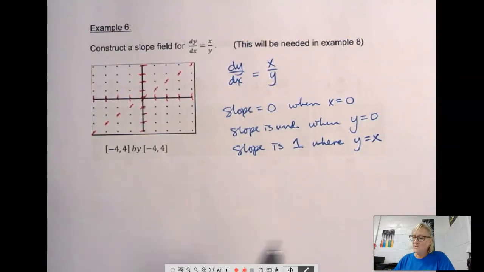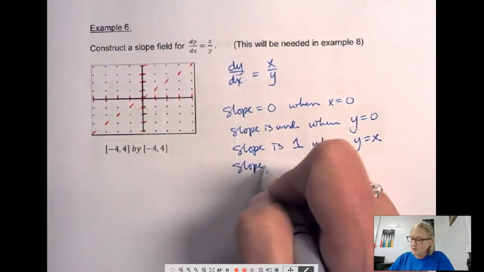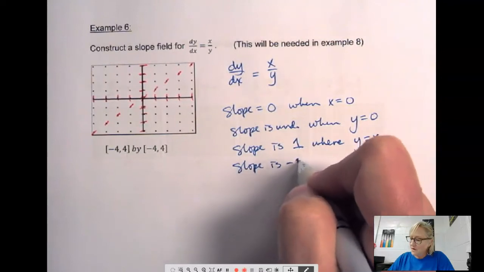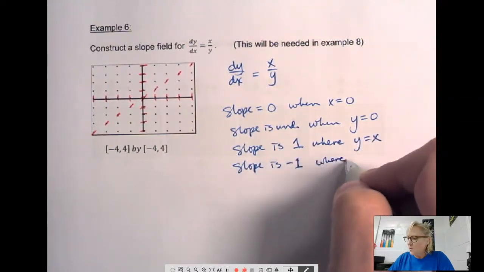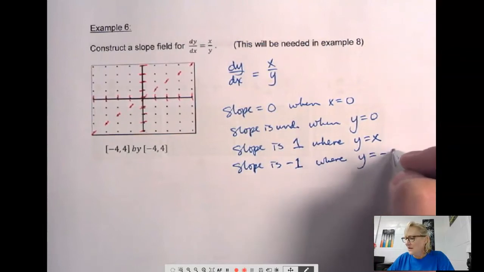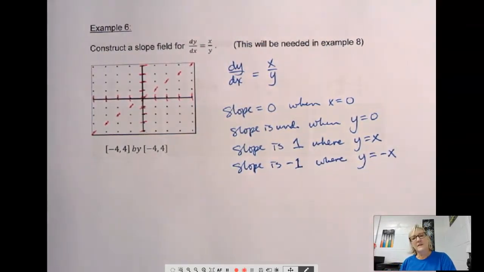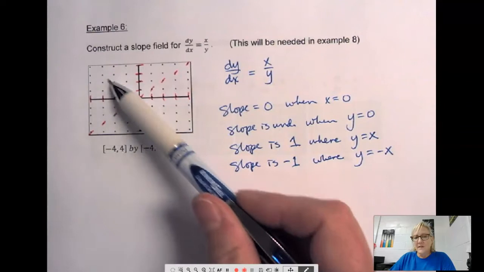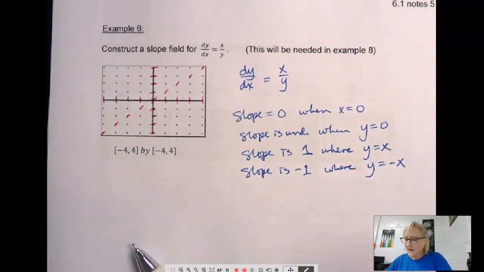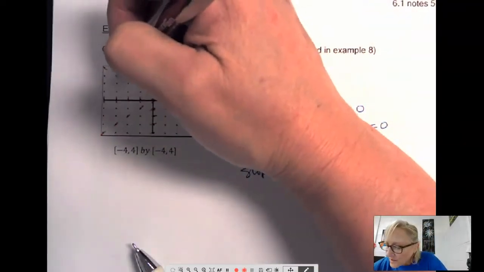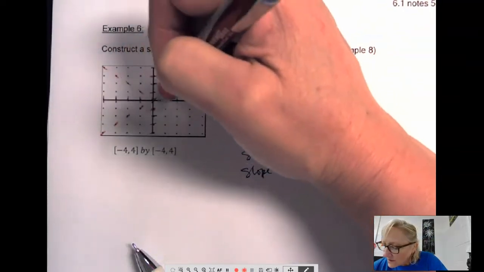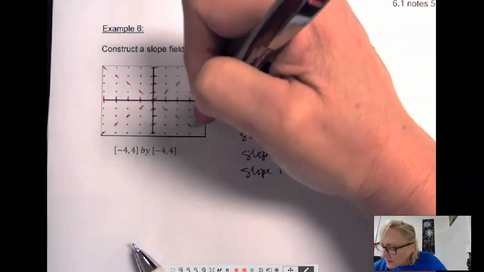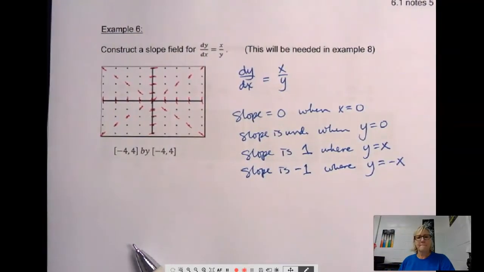Okay, where's the slope -1? Well, the slope is -1 wherever y and x are negatives of each other, right? So where y equals -x, that's the line here. So all along that line, I would have slopes of -1. So I'm going to try to sketch these so that they look like slopes of -1. Okay, that's not real helpful yet, is it?